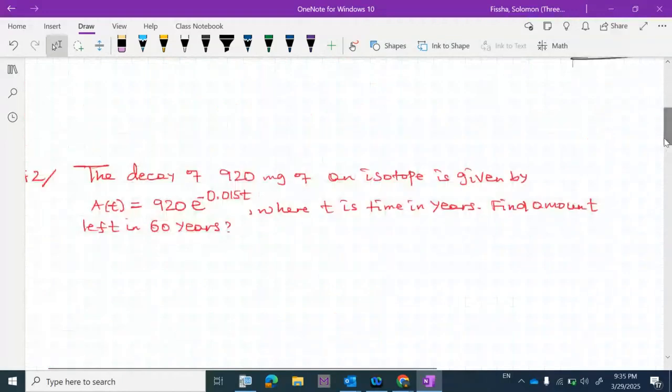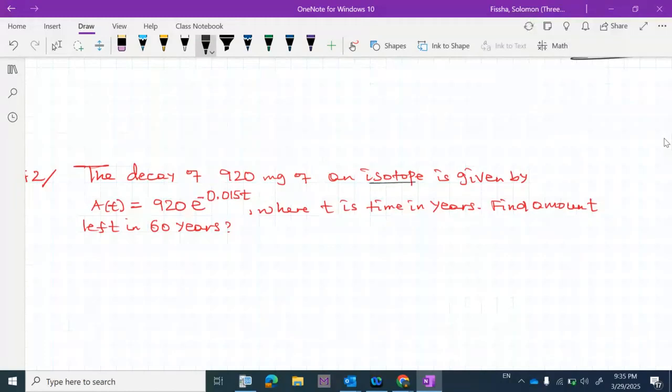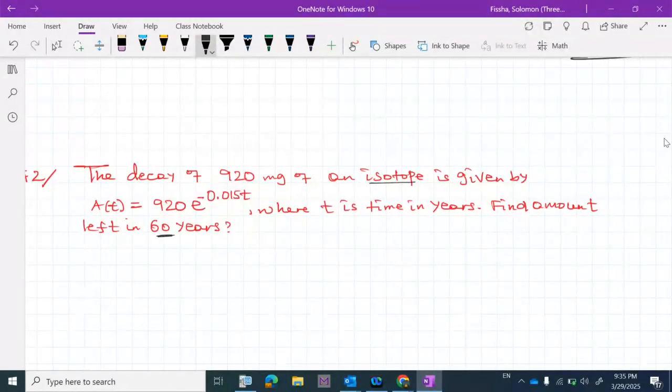Question number two is here. Okay, question number two is a kind of similar problem, but this is straightforward. So you know, in exponents there is decay and growth. So the decay of 920 milligrams of an isotope is given by A as a function of time equal to 920 e to the power of minus 0.015t, where t is time in years. Find the amount left in 60 years. Okay, in 60 years, how much is left? So this is very straightforward.